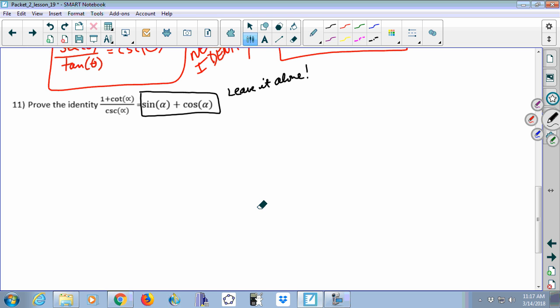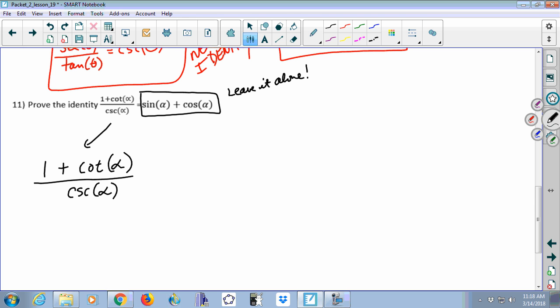So we're going to be working on this side only: 1 plus the cotangent of alpha, divided by the cosecant of alpha. I've changed my angle from theta to alpha just to get you used to some new Greek letters. Where do I begin? There are lots of approaches here. We're going to keep reworking this, and somehow we're going to come out with the same as sine of alpha and cosine of alpha.